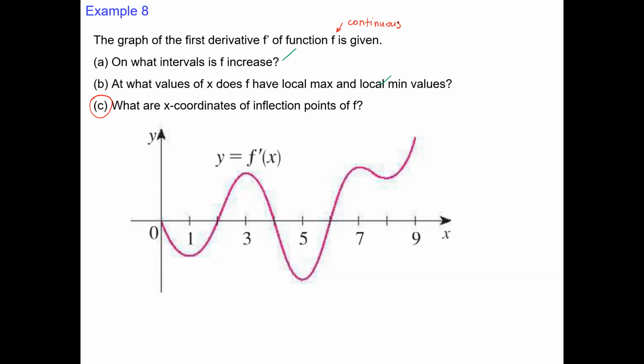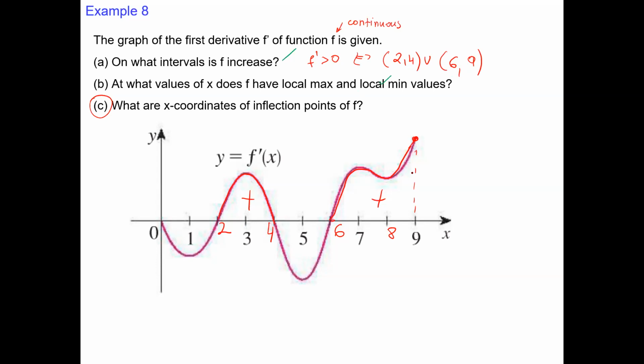Now we have to find the intervals where f is increasing. Of course, the function is increasing if the first derivative is positive. That means the first derivative is positive here and here, above the x-axis, between 2 and 4, and between 6 and, I know that we did infinity, but let's say 9. Let's finish at 9.